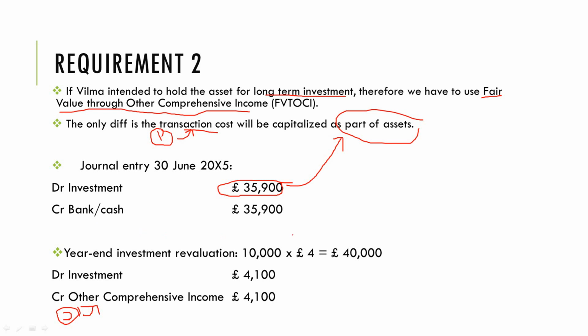So at the end of the year, the share price increased to £4. So you have to recognize the increase in the value of the investment. Now our investment value is 40,000, and then you have to minus 35,900, so there is a difference of £4,100, and this has to be recognized as part of your other comprehensive income. Okay, so this is how we record the purchase of financial assets.